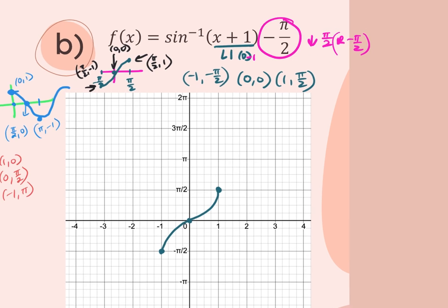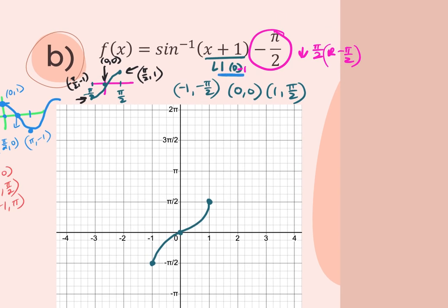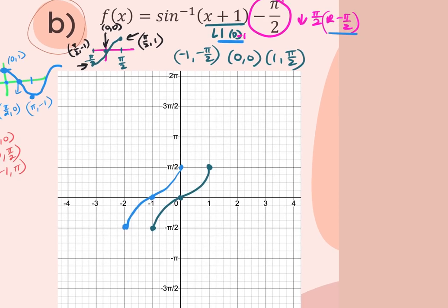Then I'm going to take those, I'm going to shift my coordinate points left 1. So left, left, left. And down pi over 2. Down, down, down. And this is my transformation. So let's do domain and range from the graph first. Domain, -2, 0. Those are the x values. Range, negative pi, 0.